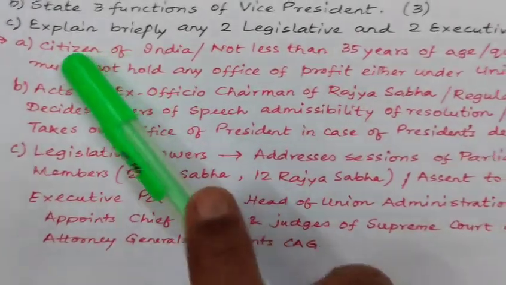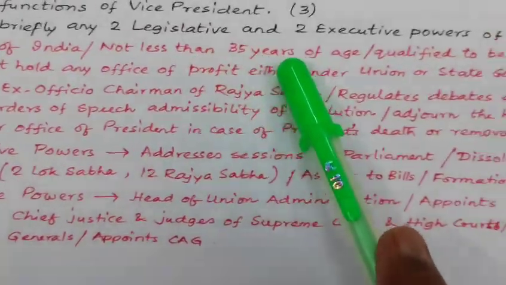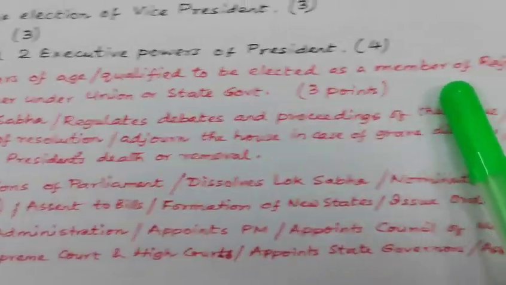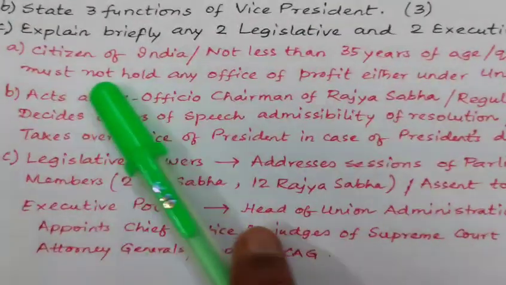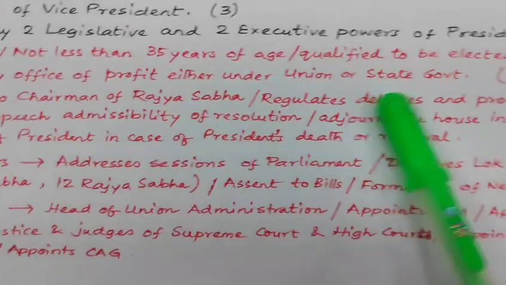Now A is: he must be a citizen of India, he must not be less than 35 years of age, he should be qualified to be elected as a member of Rajya Sabha, and he must not hold any office of profit either under the Union or state government.